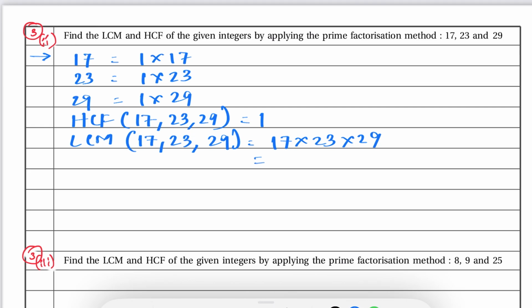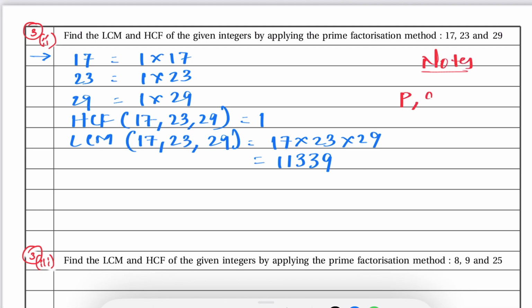So what is the answer, dear students? 17 times 23 times 29 is 11339.